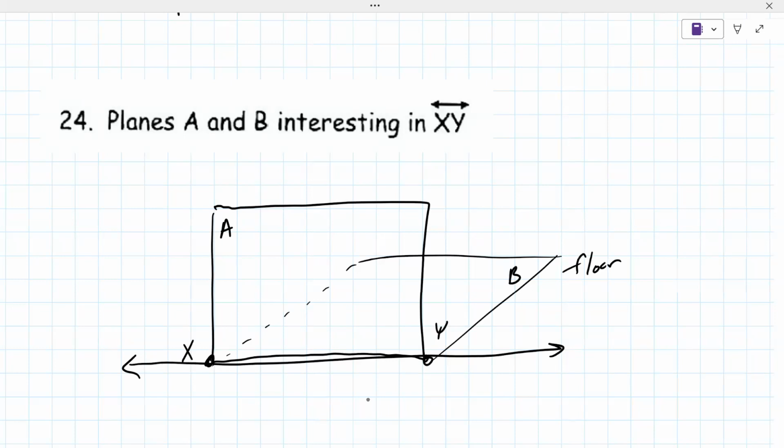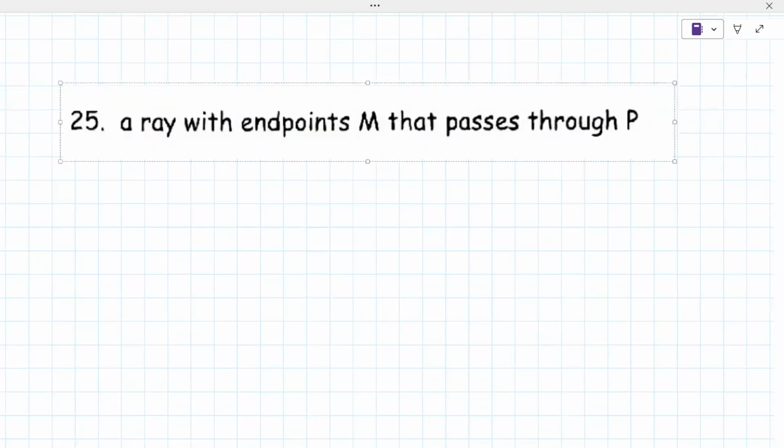Let me know when you've got something for 25. I have some. Okay. So there are two possibilities here. Did you draw yours to the right or to the left? To the right. Okay.